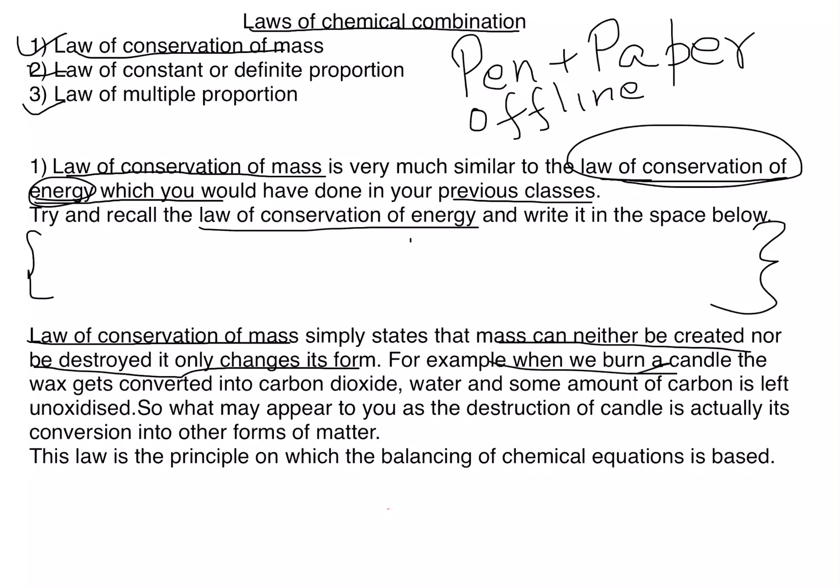We burn a substance, for example, a candle. It burns to give you carbon dioxide, water, and some amount of soot, right? Which is the carbon which has been left unoxidized. So you think that the candle has got destroyed, but what has happened is only the wax has burned to give us the other products. For example, if I say I'm taking ethene, C2H4, it is burnt in oxygen, gives me carbon dioxide and water, right?